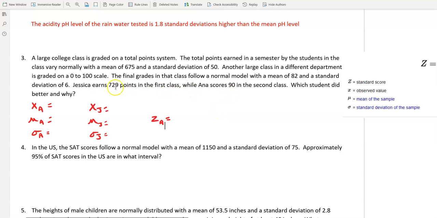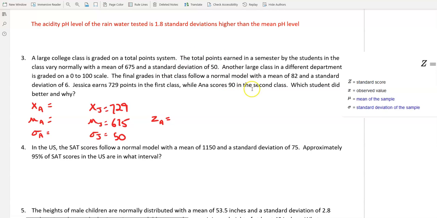So Jessica earns 729 in the first class. So let's fill out Jessica. Jessica got 729, so the observed value for Jessica, xj, is 729. Now, what was the scale of hers? It varies normally with a mean of 675. The mean is 675 on that first one, because she took the first test. And the standard deviation is 50.